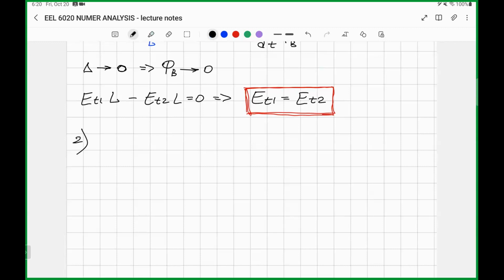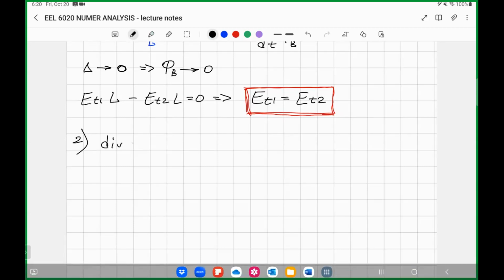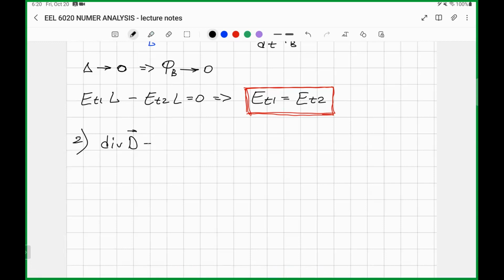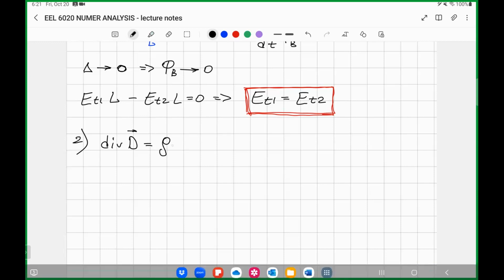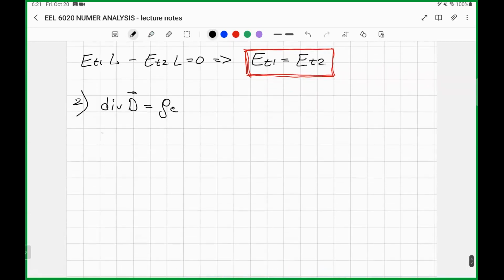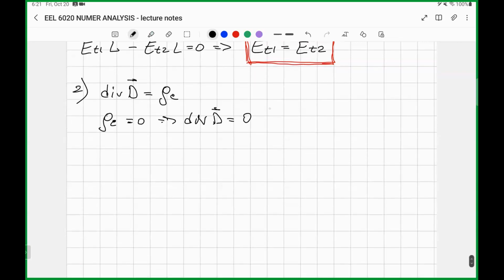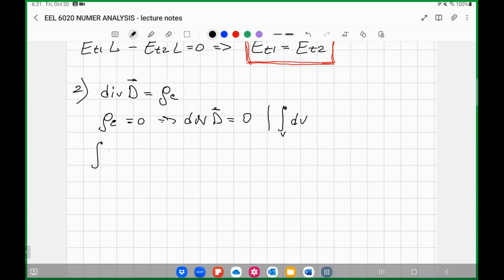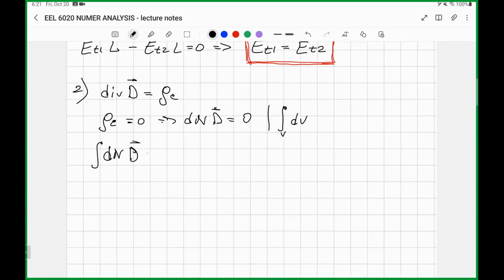All right, so this is the first boundary condition. The second boundary condition, we derive from the formula for the divergence of vector D, and it's equal to the density of free charges. So for now, we assume that the density of free charges is zero. So the divergence of vector D is equal to zero. Okay, and if I integrate this over some volume, what I get is the integral of the divergence of D over the volume.